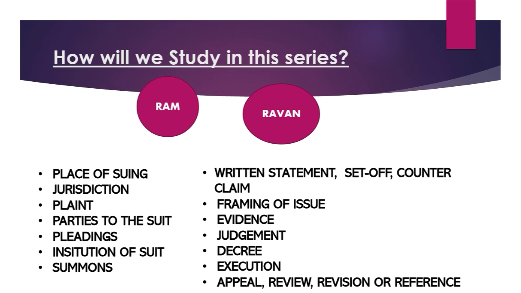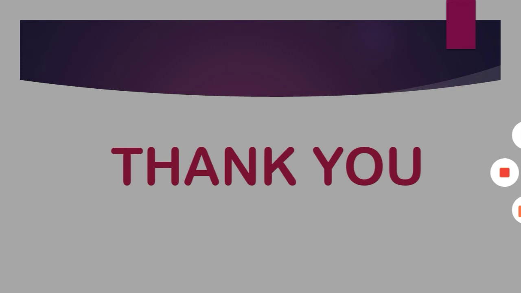Then we have to send the summons to the other parties. Then the other party will appear. Then that person will file the written statement. If he has some counter claims, then counter claims will be filed. Then the court will frame the issue. Then the evidence procedure will be done and evidence will be taken up. Then the court will pass judgment and decree, and then comes the execution or the appeal procedure. So these are the basic things that happen in the court, and this is the procedure that happens in court.